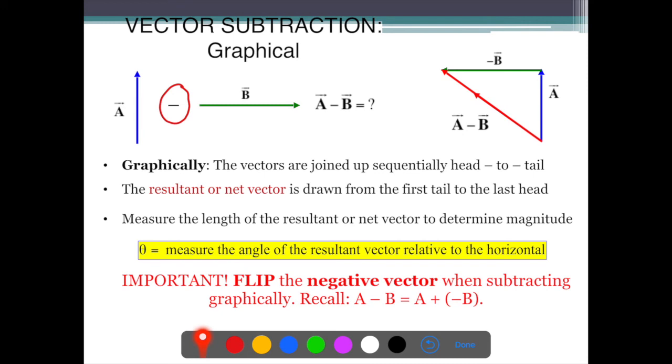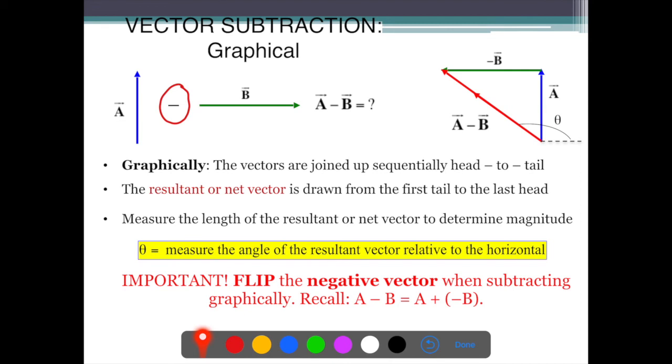If you've drawn vectors A and B with the correct length, all you have to do again is measure the length of the resultant or net vector, and that should give you the magnitude or the size of A minus B. And then to give the direction, you should measure the angle from the positive x-axis going that way, from the positive x-axis to the resultant vector. That will be the angle theta, which tells you the direction of your resultant or net vector.